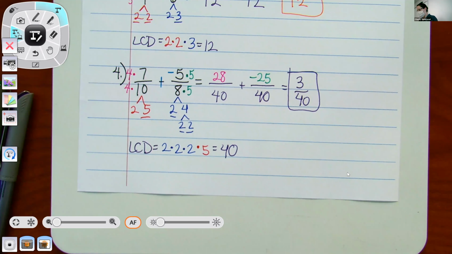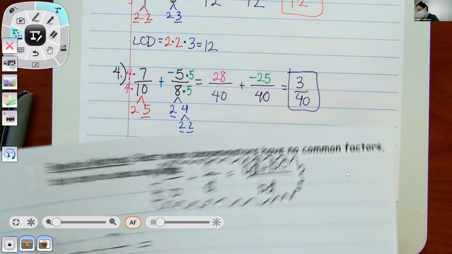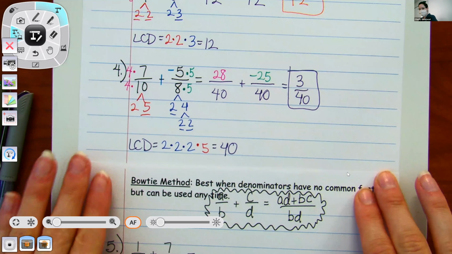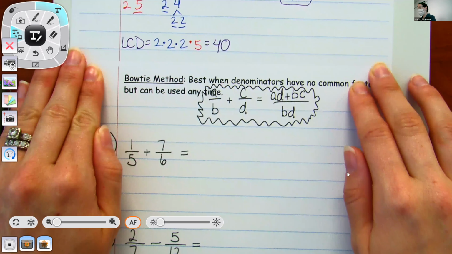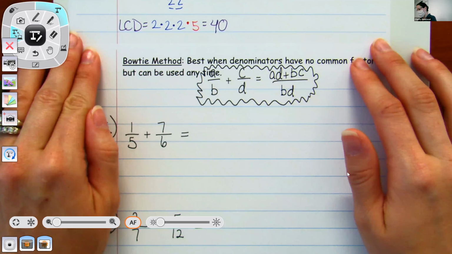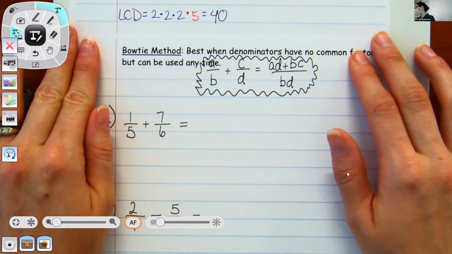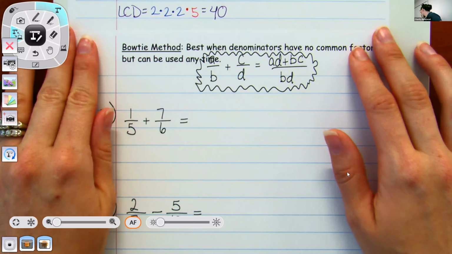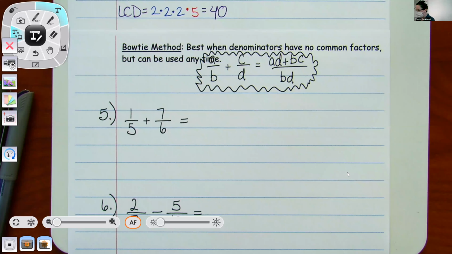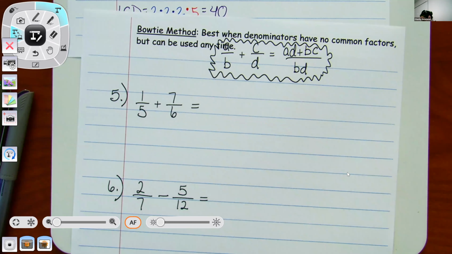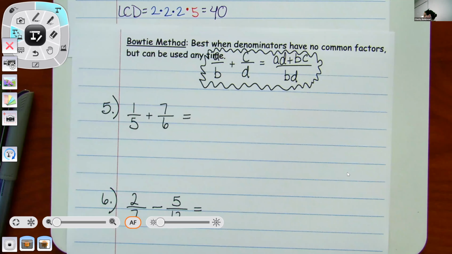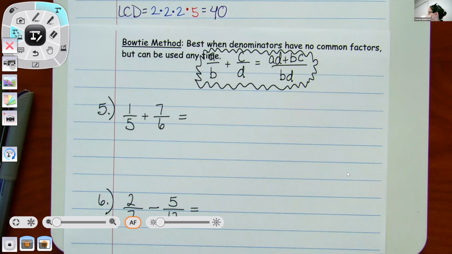All right, I want to show you another method that I like to use for adding and subtracting of fractions, and it's called the bow tie method. And this is just another option for you. You don't have to use this method at all if you don't want to, or you can use this method all the time if you want. It does work for any problem. So either way, personally, I use a different method for different problems, just depending on which one's easier for each problem.